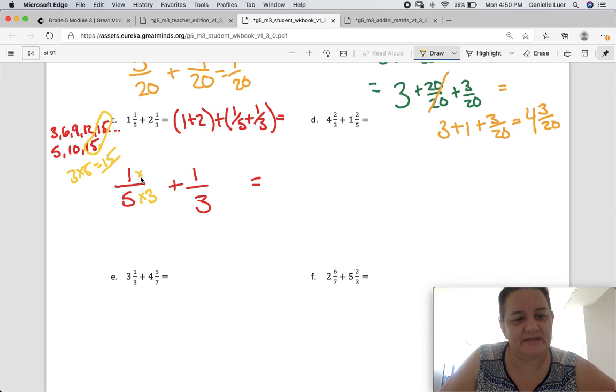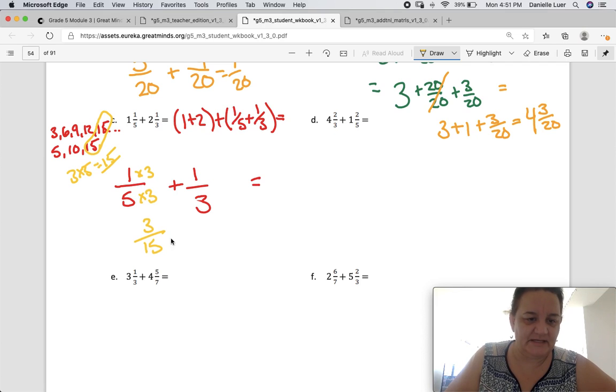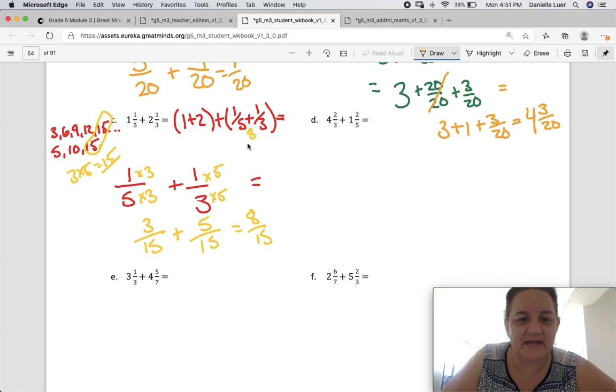So I'm going to multiply the top and the bottom by 3, and get 3/15 here, plus, now I'm going to multiply that by 5, and that's going to give me 5/15. Now I have 3 plus 5 is 8/15, but don't forget these. Now I can move this up here, 8/15. Oh my goodness, there we go.